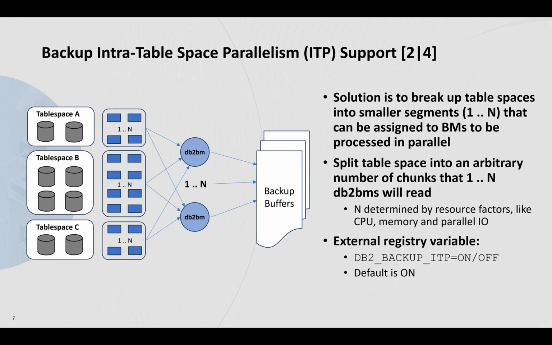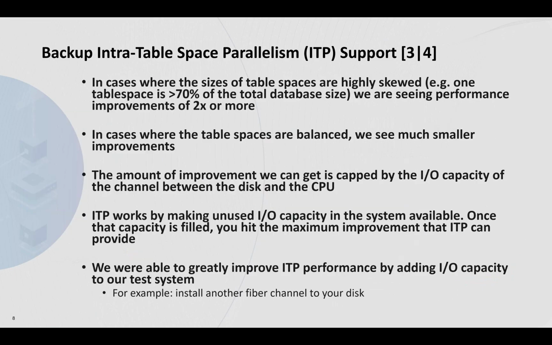All right. So by default in 12.1 GA, this is available. If we do happen to see problems, there is a registry variable that you see here on the screen that can turn it off. But from what we've seen so far, ITP has worked very well in the situations of highly skewed data. So like I said, if you have a couple of large table spaces and a bunch of smaller table spaces, that breakup has seen the performance of about 2 times to 3 times improvement, depending on the workloads and the hardware that you have available to you.